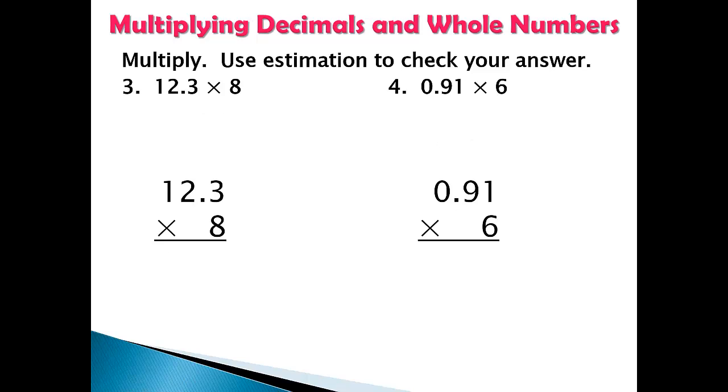Now we're going to multiply decimals and whole numbers. We're going to multiply and then we'll use estimation to check our answer. So for number 3, we have 12 3/10 times 8. So let's go ahead and multiply this out. 12 3/10 times 8. So 8 times 3 is 24.